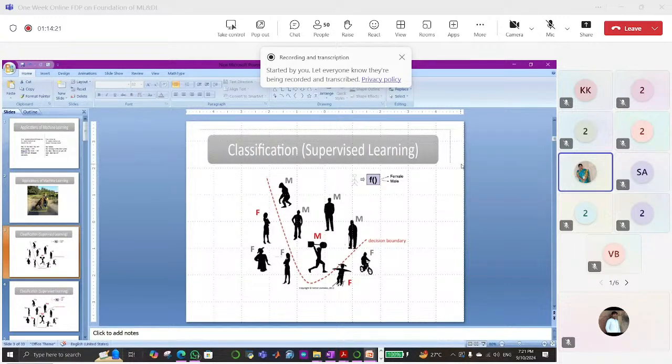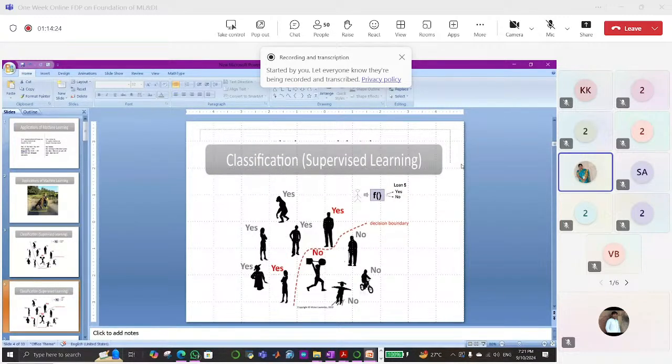Classification example. And see our problem definition here: f of x equal to loan, yes or no. If any person requires the loan, then you will say yes, otherwise no. So here also we need to develop our decision boundary. The decision boundary is like this. See the picture: the persons who say yes and the persons who say no are separated by the boundary line. So these are the yes persons and these are the no persons. So this is the possible decision boundary according to our picture. So this is the classification example.